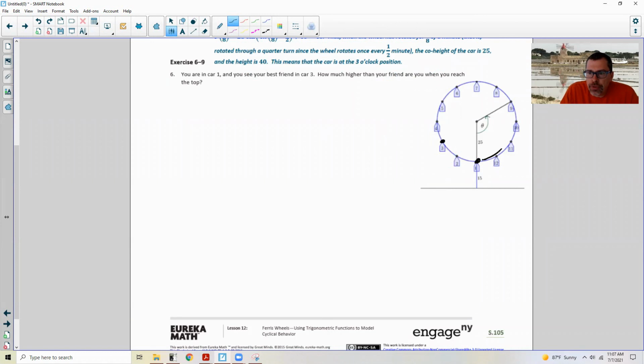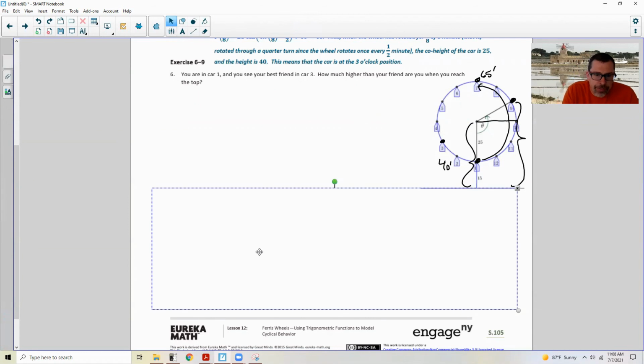So if I rotate counterclockwise for 15 seconds, I am now here, car 7. You were 2 cars away. Your friend was 2 cars away. They are now here at 9. How high is this? That's what this question is asking. So this distance right here is 25 plus 15, or a total of 40 feet. This height up here is 65 feet. We're at the top. This is in between 65 and 40. So to calculate that, we would want to use the equation.